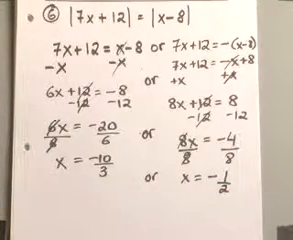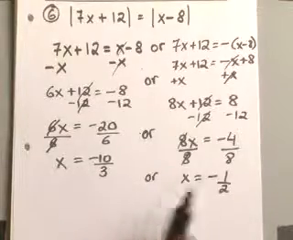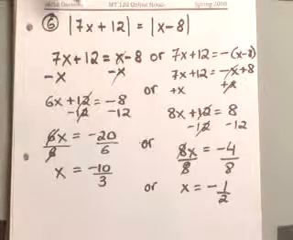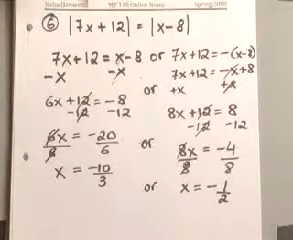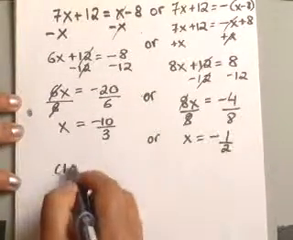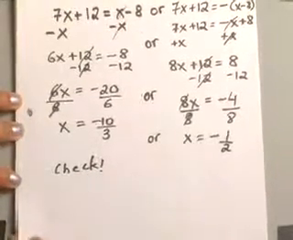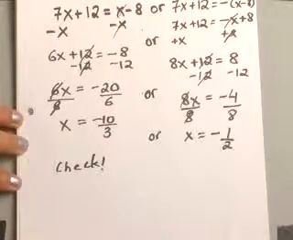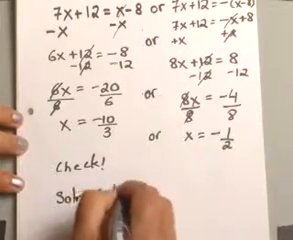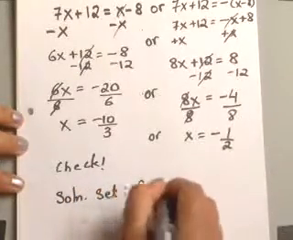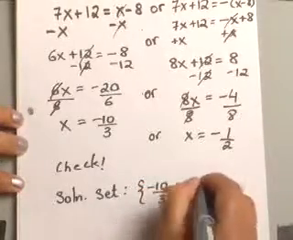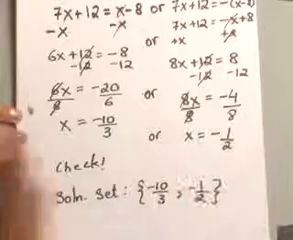So you ended up with x equals negative 10 thirds or x equals negative 1/2, and either of these two values will satisfy your equation here. Now if you want, you can go ahead and check your solutions again in the original equation to make sure they work, and your solution set is going to be two values, negative 10 thirds and negative 1/2.